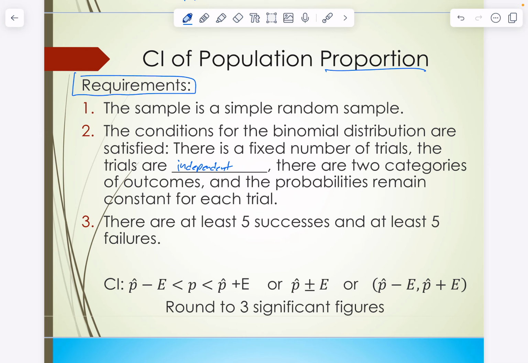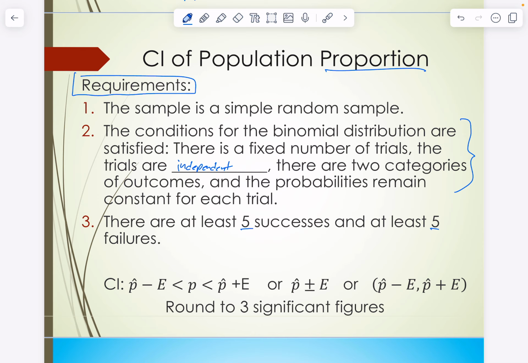There are 2 categories of outcomes, and the probabilities remain constant for each trial. You need to make sure that this condition is met or nearly enough. There are at least 5 successes and at least 5 failures. So when we're talking about successes and failures, remember, we're dealing with a population proportion.